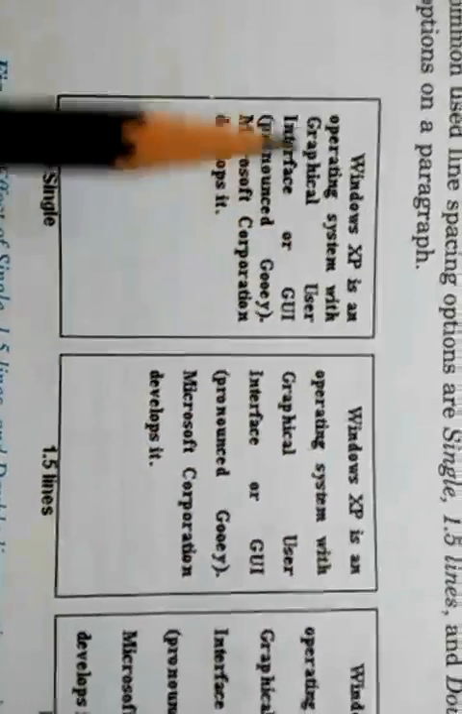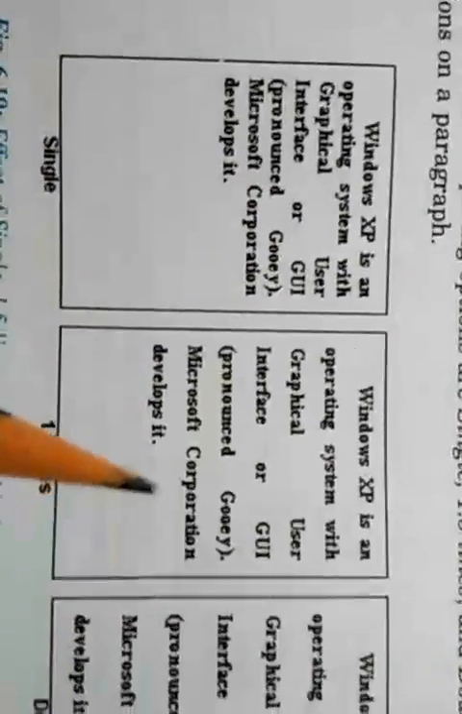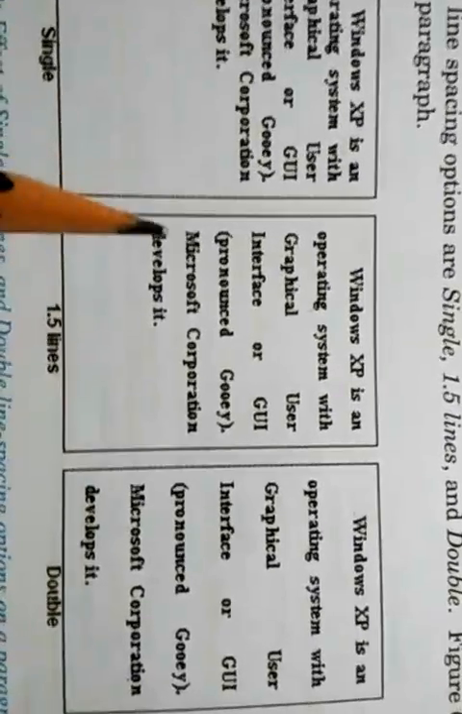Suppose your data is on one page, so this will be converted into 1.5 pages. And when we change the data to double line spacing, one page of data will be converted into 2 pages of data.